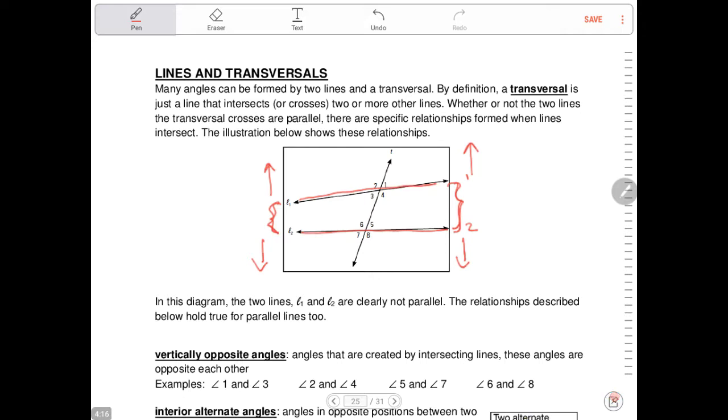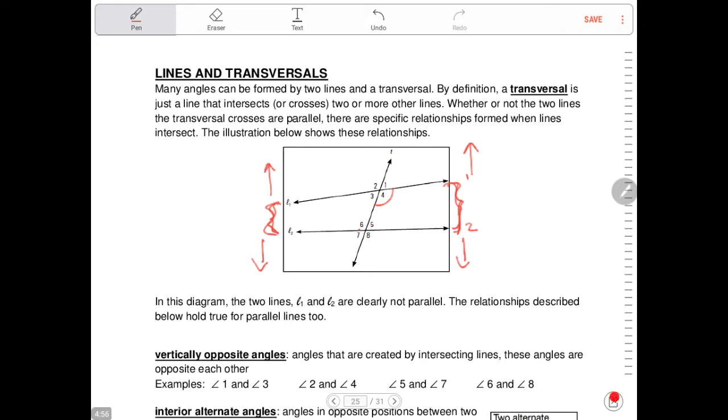So here's what I mean. If you look at 3, okay, so 3 is on the inside of the two lines or on the interior, but the alternate to that, or the opposite, would be 5. You see how they're both on the inside or interior of the two lines, but they are on alternate sides of the transversal. By default then, let's look at 4. 4 is on the interior of line 1 and line 2. And now I want to find another angle that's interior. So that could be 6 or 5, but which one is it?